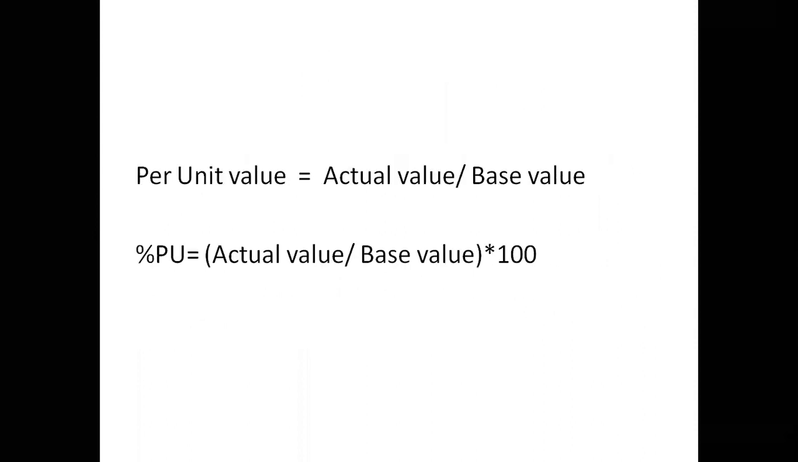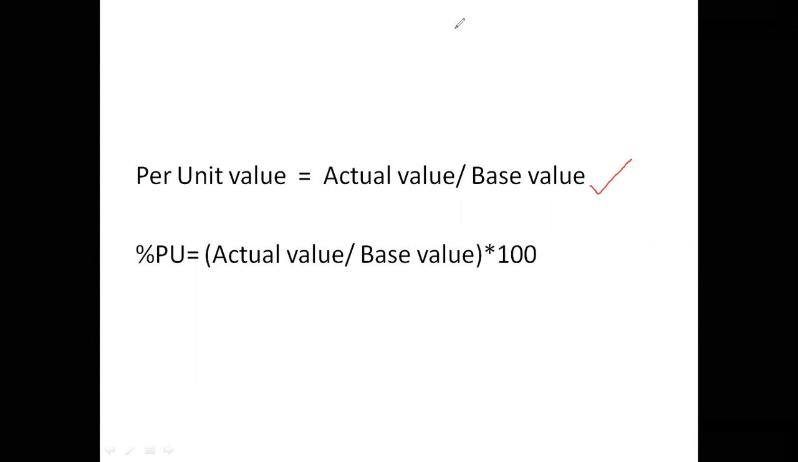Okay. Now see how I am defining the per unit value of a power system. Per unit value is equal to the actual value divided by the base value. This is a very, very important formula you have to remember while doing the problems. But always the per unit values are expressed in terms of percentages. How can we express the per unit value in terms of percentages? Just multiply the actual value by base value ratio with 100, so you can get the percentage of per unit value.